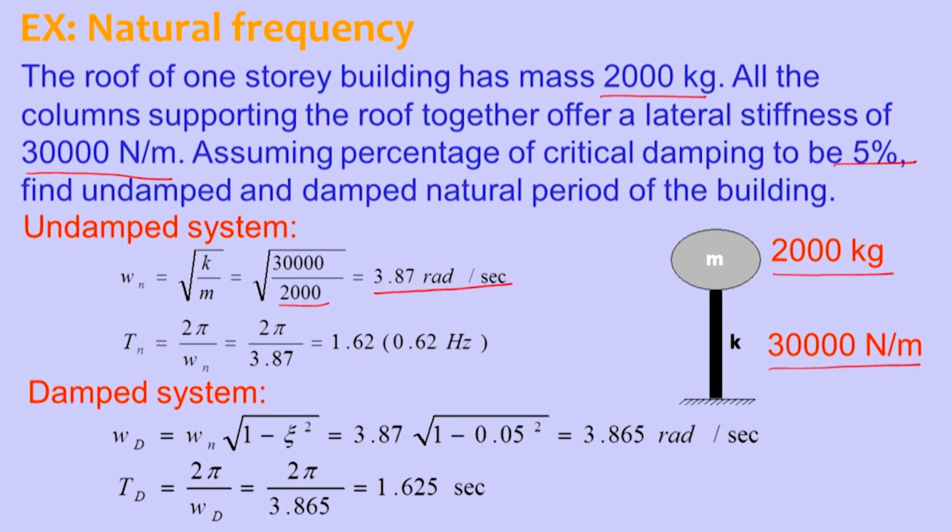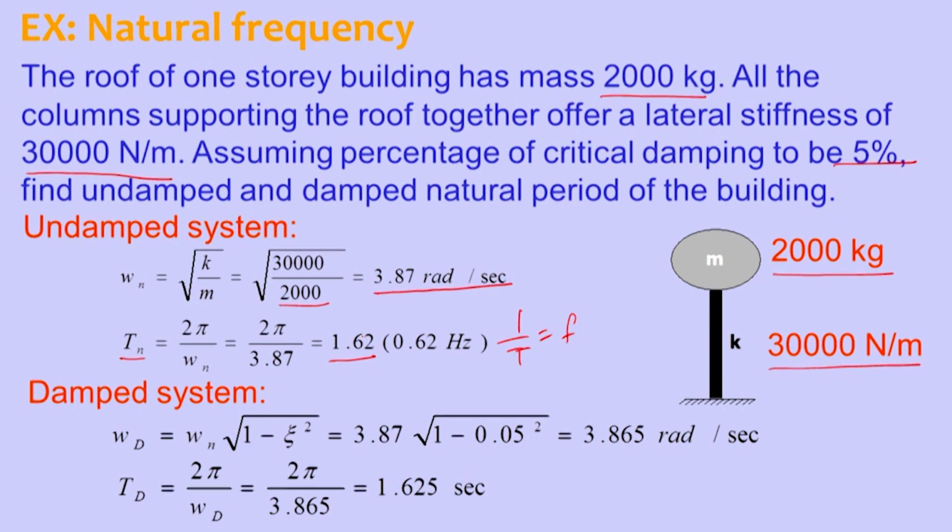If we substitute that in the natural period equation, 2 pi by omega, which is 2 pi by 3.87, we get 1.62 seconds as the natural period. And 1 by the natural period, 1 by T, is equal to frequency, so that is 0.62 hertz as the natural frequency, or 1.62 seconds as the natural period. Let me once again tell you, natural period is the time taken for one cycle, or one to and fro motion, or one to and fro oscillation.